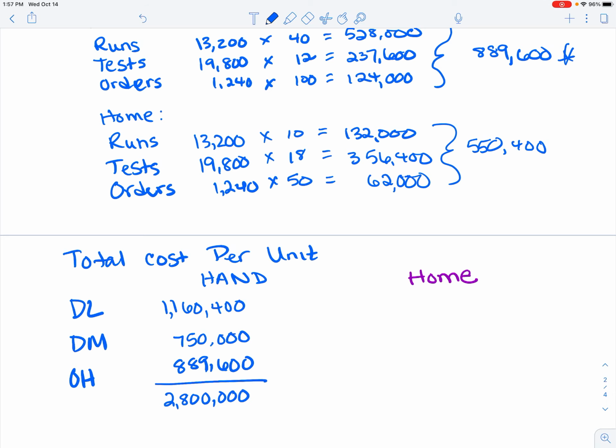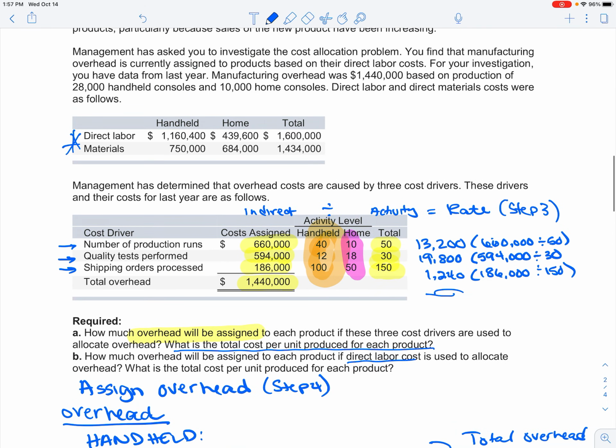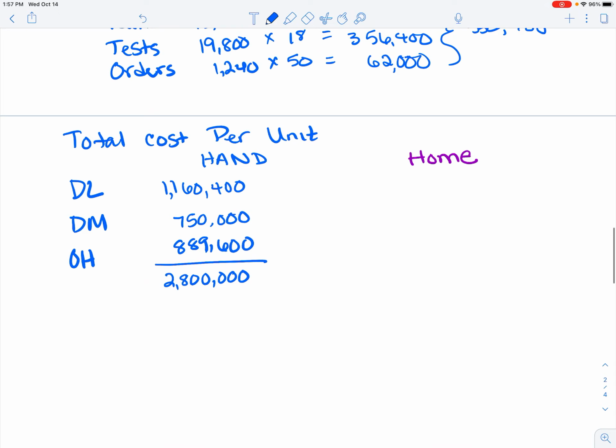Now I have to figure out how many units I actually have. If I look up here again, finding what I need when I need it, I have 28 handheld, 10,000 home. So I'm going to bring in the number of units, which means my unit cost is going to be $100.